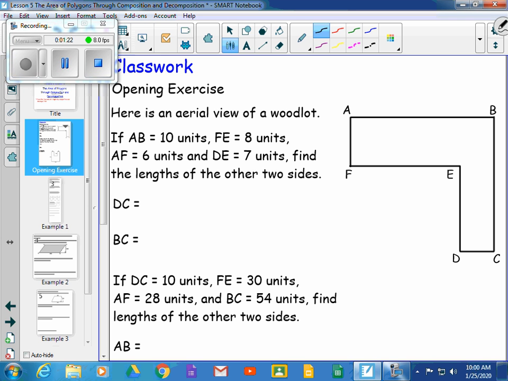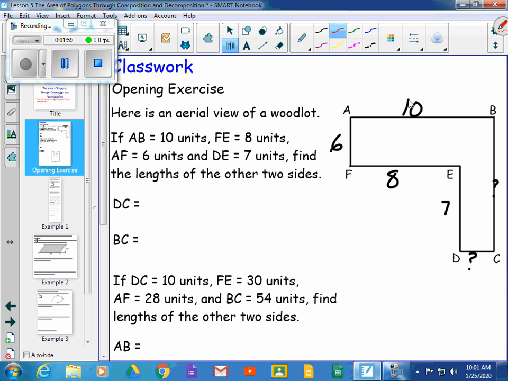They give us the information AB equals 10 units, so I'm going to label the line from corner A to corner B as 10. FE is 8 units, so from corner F to corner E is 8, right there. AF is 6, and DE is 7. And they want us to find the missing lengths of DC and BC. Now, in order to find those missing dimensions, we have to imagine this as some kind of combination of shapes.